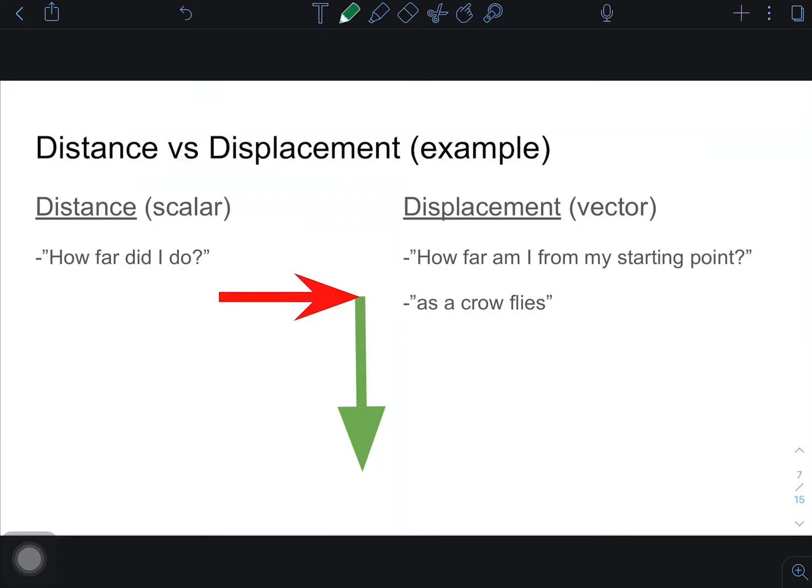If I go through and we say, hey, I walked 3 meters, then I turn 90 degrees, and then I walk 4 meters this way. When we say, well, how far did I walk? The answer is my distance is going to be 7 meters.